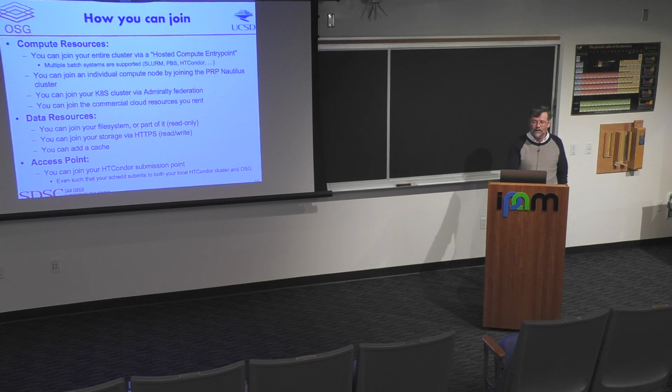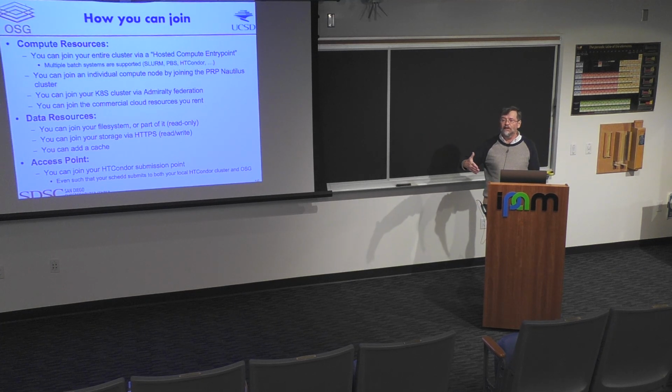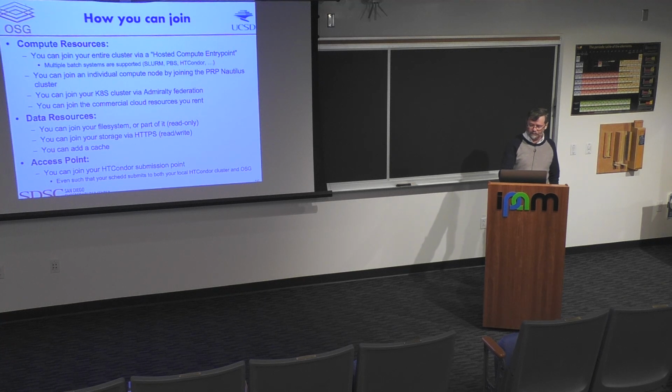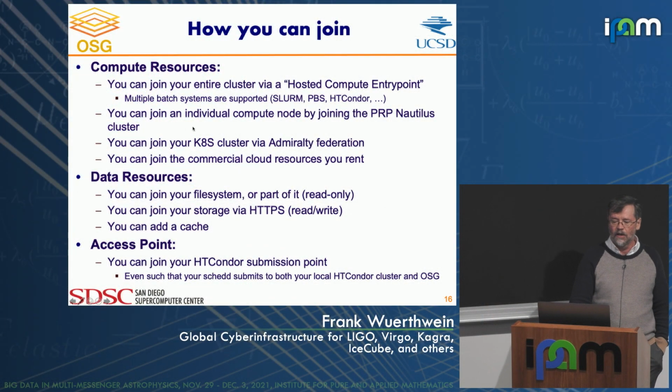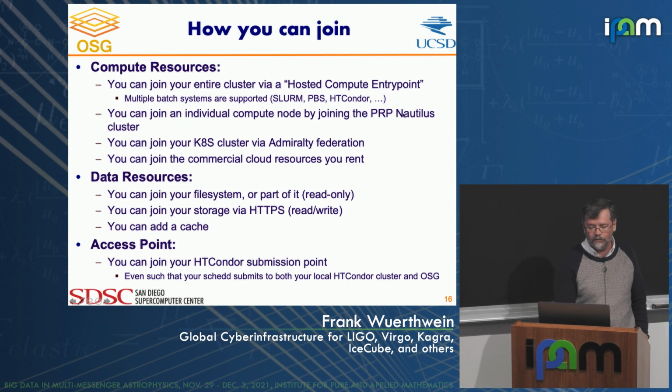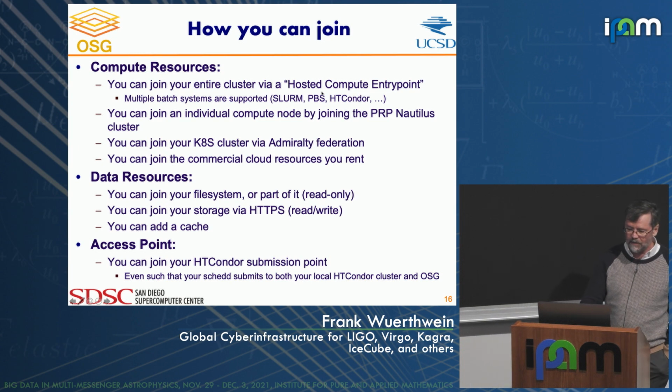So I'm talking a little bit about how institutions that are members of LIGO or Virgo or KAGRA can join their institutional resources to the global collaboration of the three, and therefore get more done together. You can join an entire cluster via something called a hosted compute entry point. You could join an individual compute node by joining a Kubernetes infrastructure. You can join a Kubernetes cluster via Admiralty. This maybe gets a little bit into the weeds of techno speak.